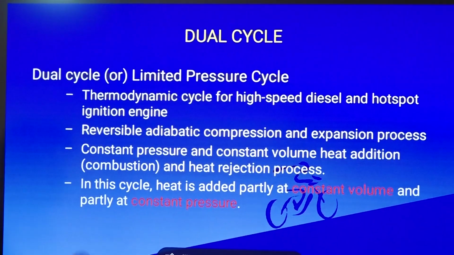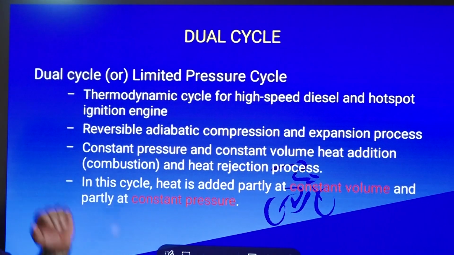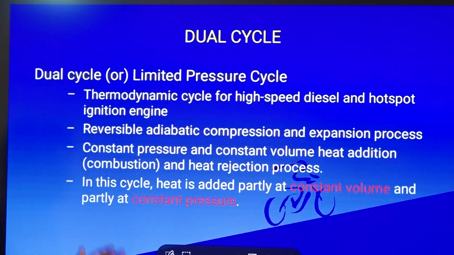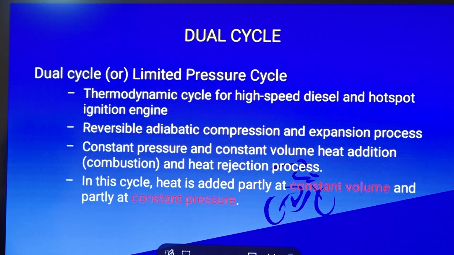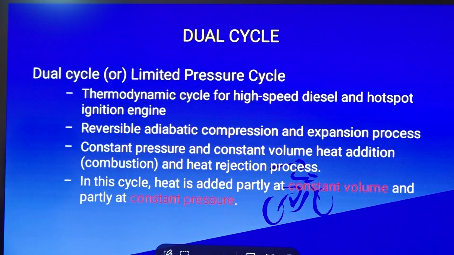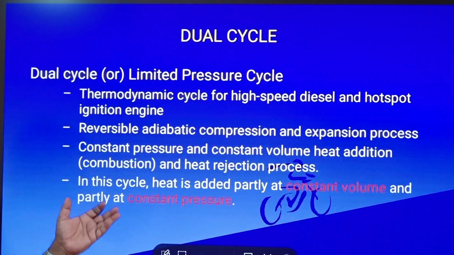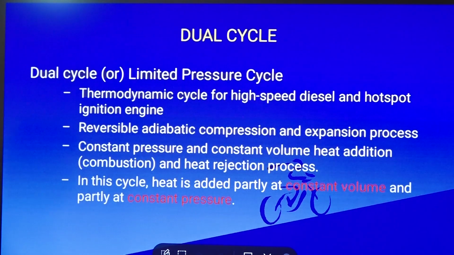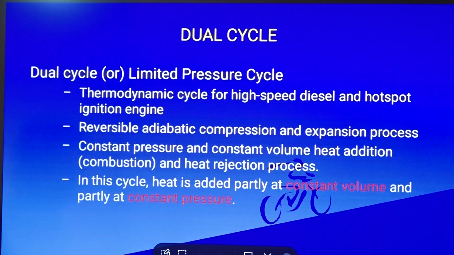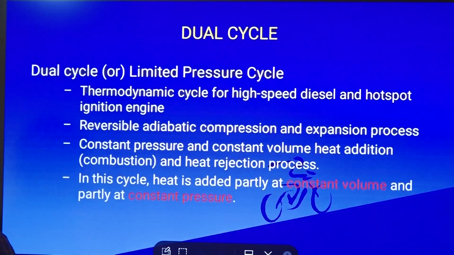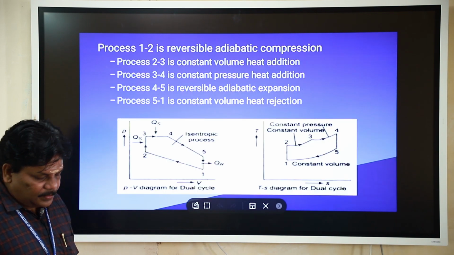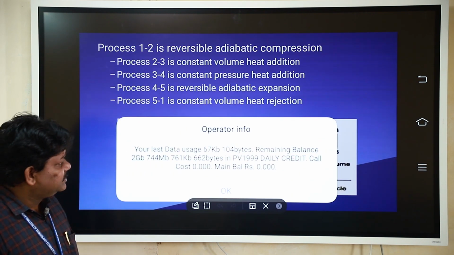So in case of the dual cycle, it is otherwise called the limited pressure cycle. This is a thermodynamic cycle which is meant for high speed diesel and hot spot ignition engines. It has reversible adiabatic compression as well as expansion process. The constant volume and constant pressure heat addition and the heat rejection process take place. In this cycle, heat is added partly at constant volume and then partly at constant pressure. Okay, so this is the diagram which represents.